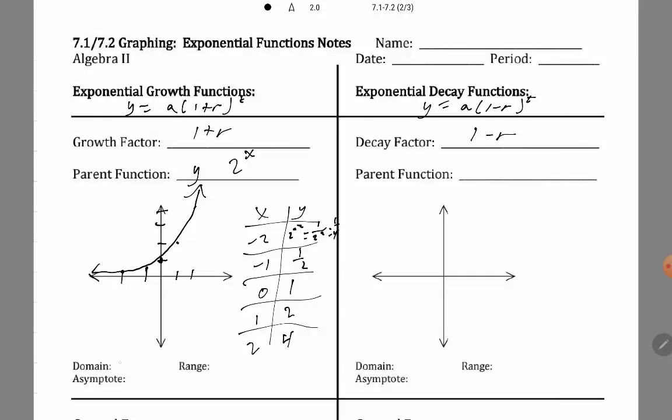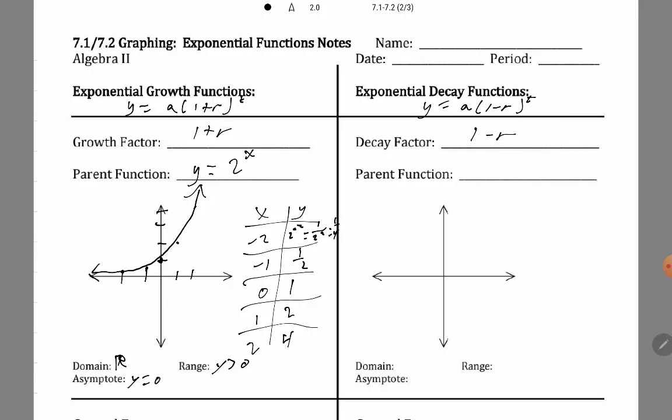So our domain, I can plug in any x value into that equation there, and I'll get something. So all real numbers. Range, notice how it keeps getting closer and closer to 0, but never touches. So y is greater than 0, and our asymptote, the line that it almost touches but never does, is y equals 0. That's the horizontal line, the x-axis, which is represented by the line y equals 0.